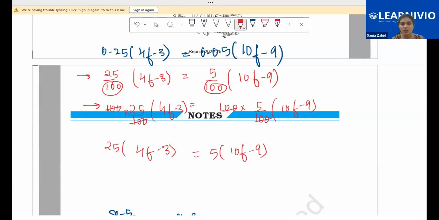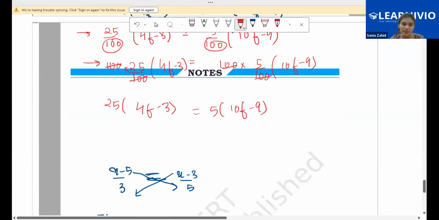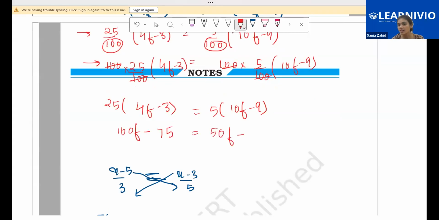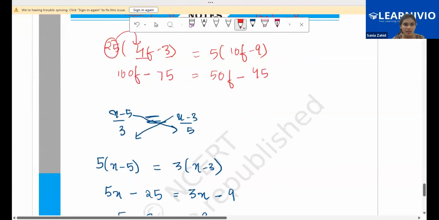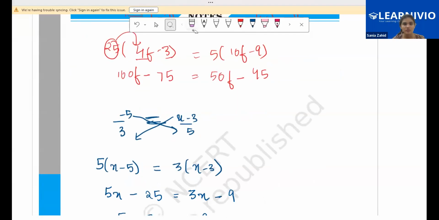Okay, now what you get? 25 into 4 is how much? 100f minus 25 into 3 is how much? 75 is equal to 5 into 10f is how much? 50f minus 5 into 9 is how much? 45. Okay, children, do not make this mistake that you're multiplying this number with only the first digit. That is wrong. You have to multiply it with all the terms inside the bracket. So inside the bracket, I have 4f also, I have minus 3 also. Right? Yes, ma'am.